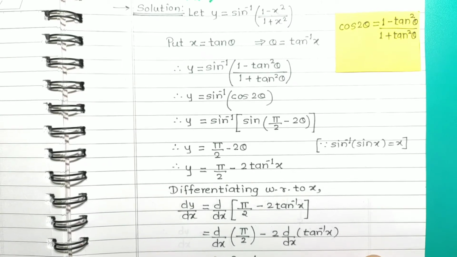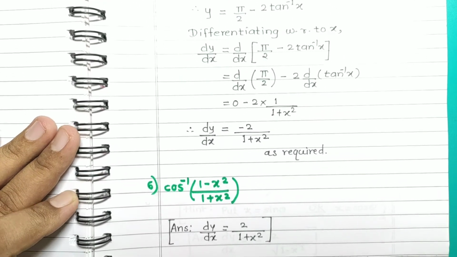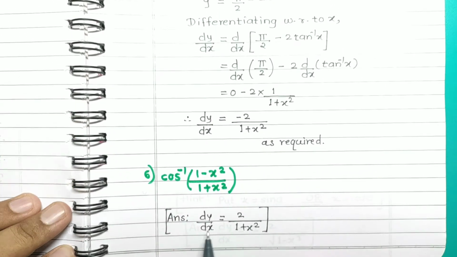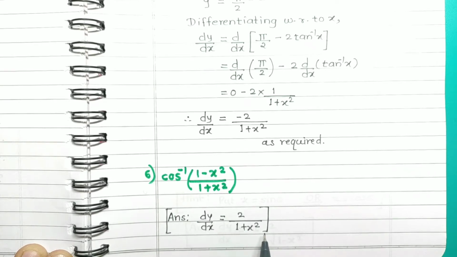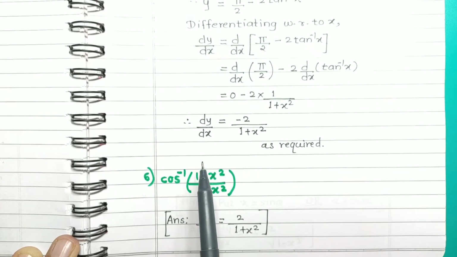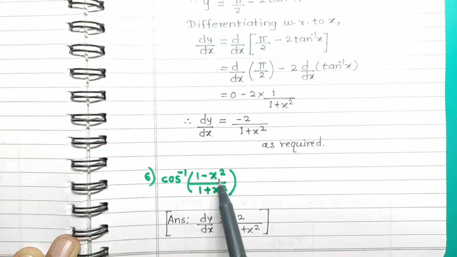Now, one assignment for you. Solve this example on your own, and the answer for this function, dy by dx, is 2 upon 1 plus x square. Here also we have the same terms as in the previous example, so put x is equal to tan theta and solve.